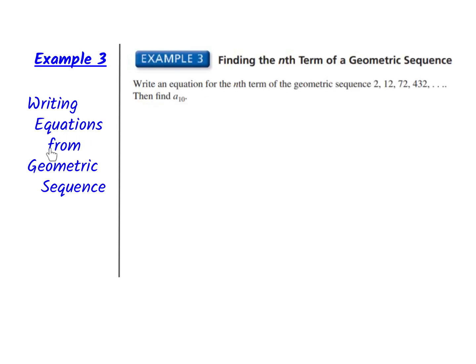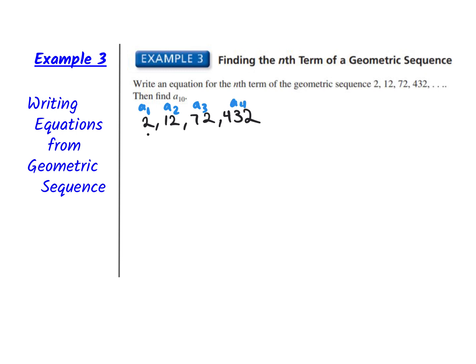Example 3, writing equations from geometric sequences. So in example 3, we're going to write an equation for the nth term of the geometric sequence provided, and then we're going to find a sub 10. We're going to find the 10th term. So I'm going to start by rewriting the sequence 2, 12, 72, 432. We need to find r, and we need to find a sub 10, meaning the 10th term.